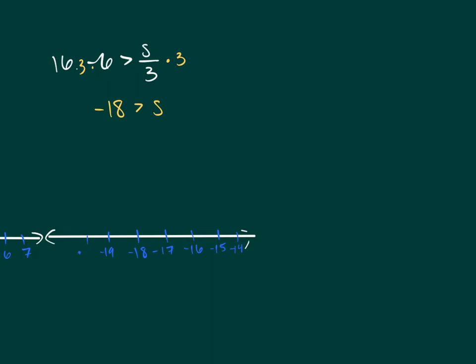negative 19, negative 20, negative 21. And then we're going to start at negative 18 with an open circle and then go away from the positive side because negative 18 is larger than our s values. So we're going to go to negative 19, negative 20, negative 21, and so on. Best way, if this confuses you, is to just test. So say we picked negative 21. Is negative 21 less than negative 18? It is, so that's in our solution set.